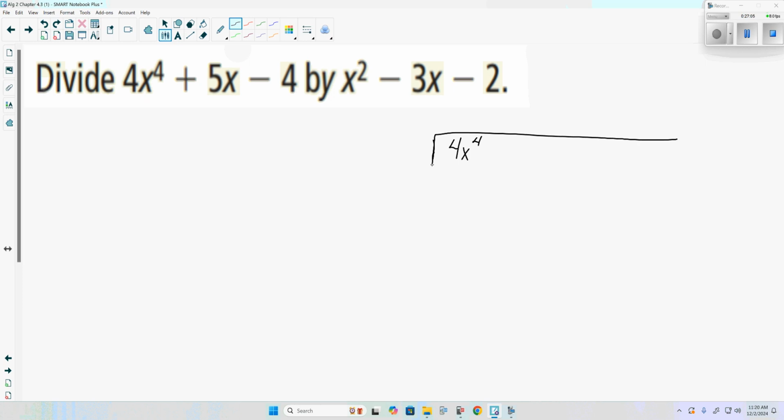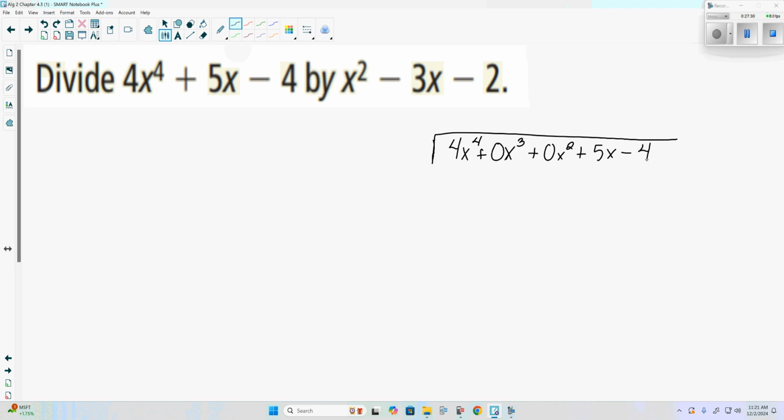So we want to divide 4x to the fourth plus 5x minus 4. So our first term is 4x to the fourth, yes? So the next term we need is our x cubed, but do we have it? Well, no, so we have to add it in as 0x cubed. We don't have our squared term, so we have to add it in as 0x squared. Luckily, we do have our x term and our constant.